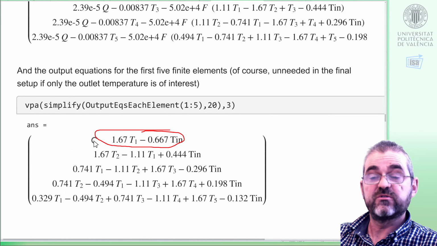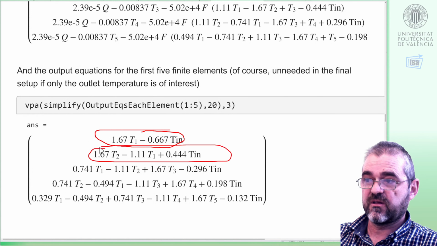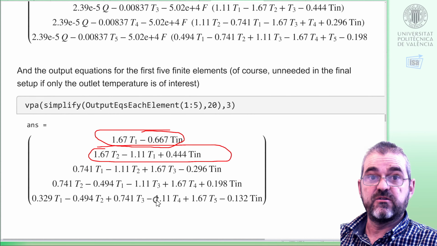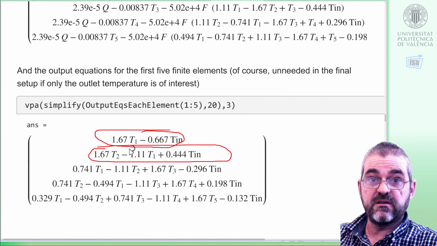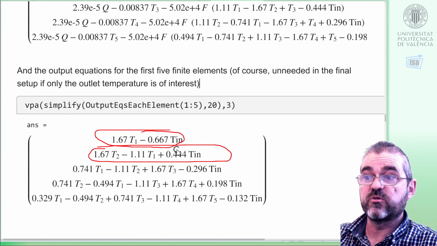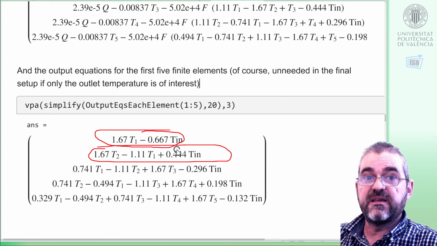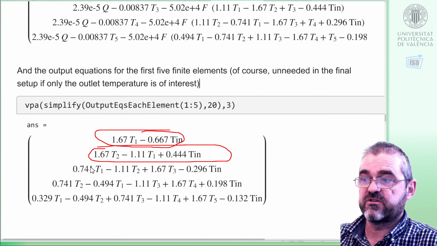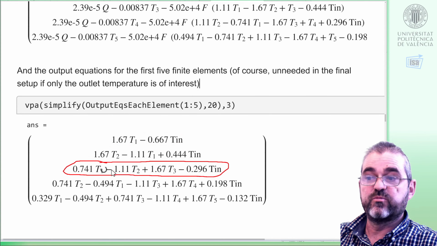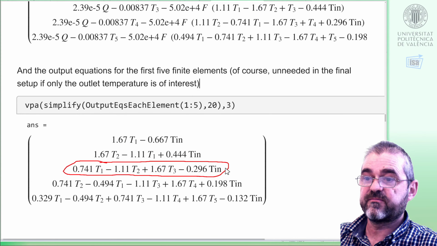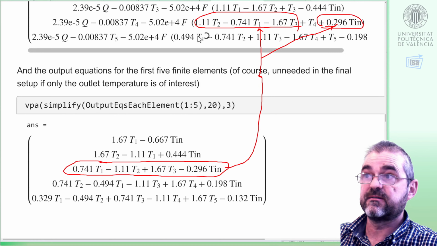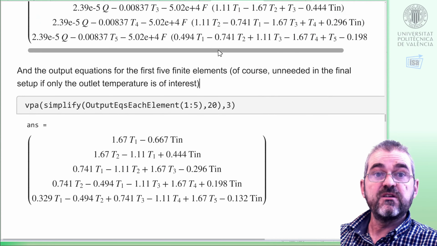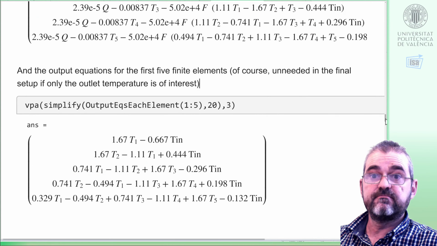This will be the output of element 1, the output of element 2, etc., which can be used in a direct way if we want to actually obtain that output temperature, or be kept just for use in order to correctly build the state equations. So for instance, this output of the third element is the one that appears here in the state equation of the fourth element, and so on. So we'll finish it now.